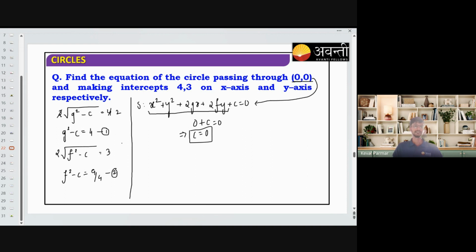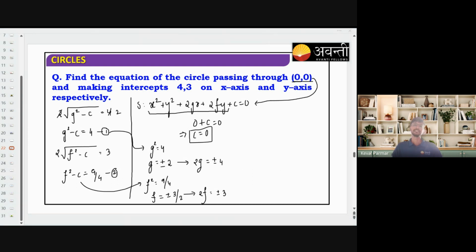And if the value of c is 0, equation number 1 will become g square equals to 4. That means g is equals to plus or minus 2. And similarly, this equation will become f square is equals to 9 by 4. That means f will be equals to plus or minus 3 by 2. Now, if g is plus minus 2, that means 2g will be equals to plus minus 4. And that means 2f will be equals to plus minus 3.